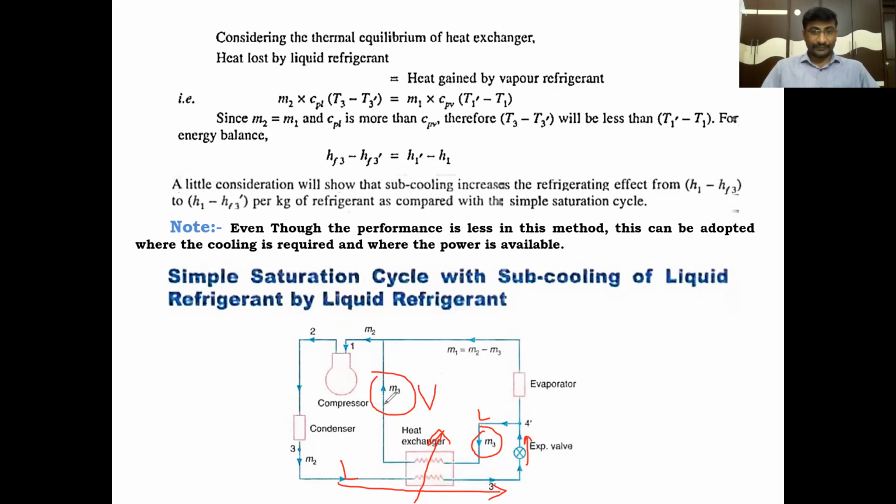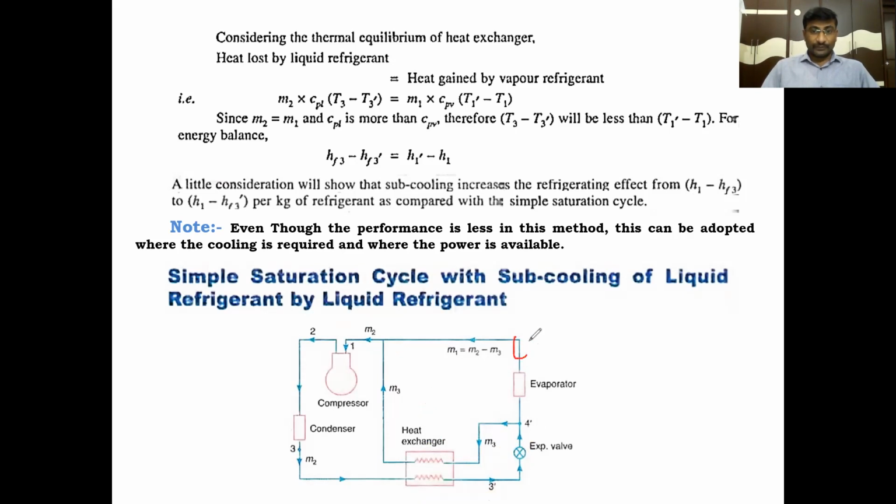That M3 amount of vapor refrigerant is again mixed with the vapor coming from the evaporator and sent to the compressor. Clear? We are not taking the vapor refrigerant after the evaporator into the exchanger. We are diverting the liquid refrigerant before the evaporator into the heat exchanger here. Clear? So what is the difference between the previous and this cycle?